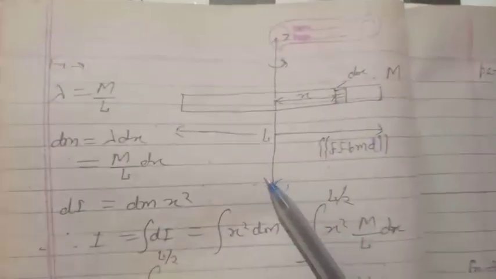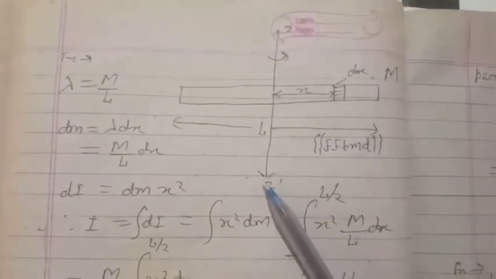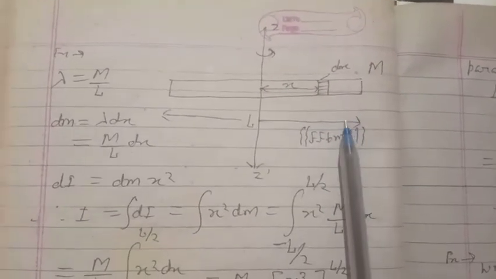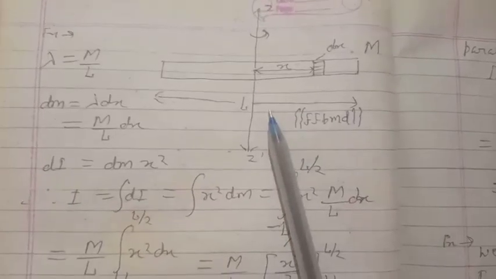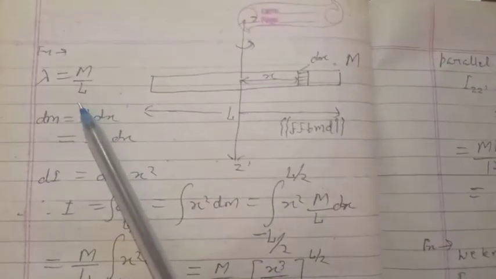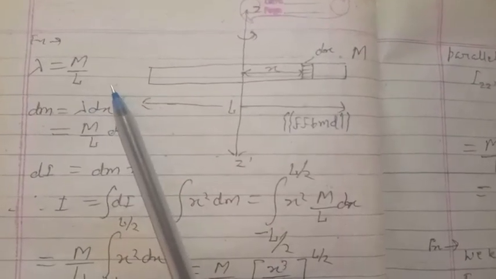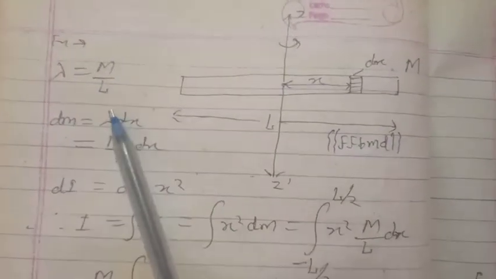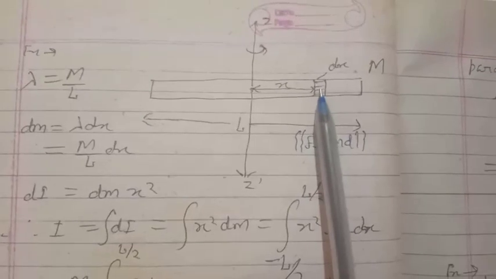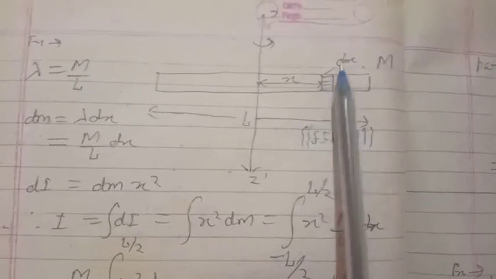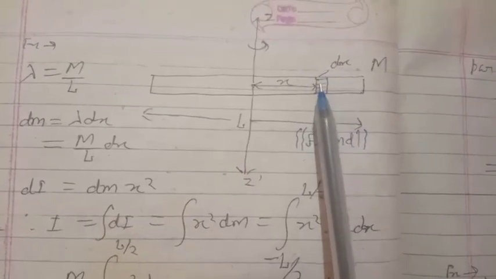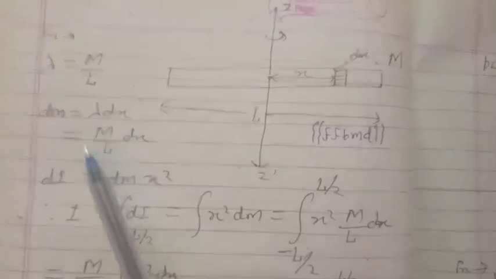Based on this theorem, let us consider some examples. Let us consider the moment of inertia of a rod of mass M and length L about its axis passing through its center of mass. If the mass of the rod is M and length is L, then the linear mass density will be given as lambda equals M by L. Now consider a part of this rod of length dx and thickness, and its mass is dm. Then dm will be equal to lambda dx, equal to M by L into dx.